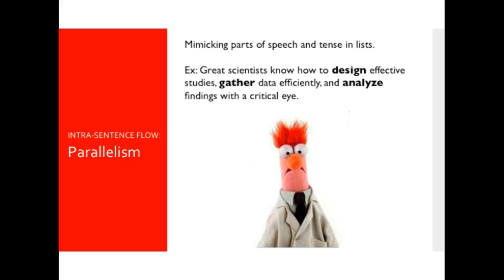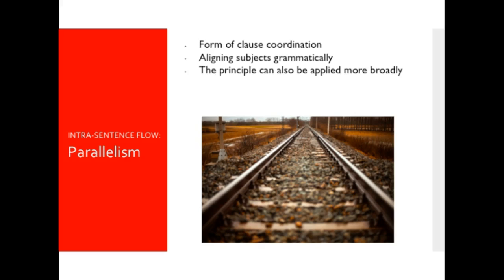Or if we said great scientists know how to design effective studies, gathered data efficiently, and analyze findings with a critical eye, not only have we violated agreement in terms of tense, but it makes for a non-parallel sloppy list that is going to confuse the reader. So in general, you can just remember that parallelism is how we align clauses and align subjects. And this principle can be applied more broadly.